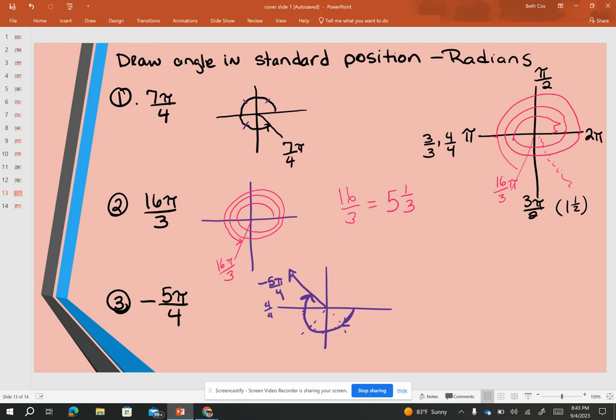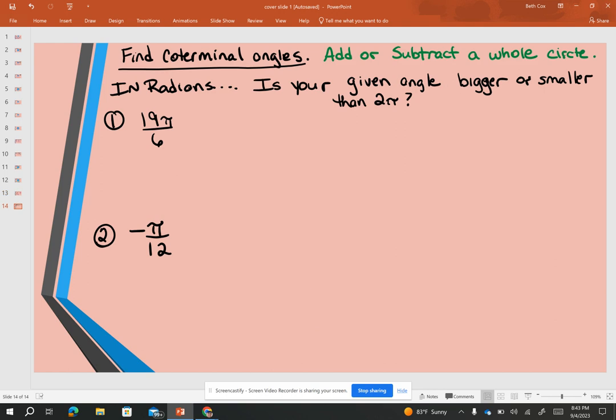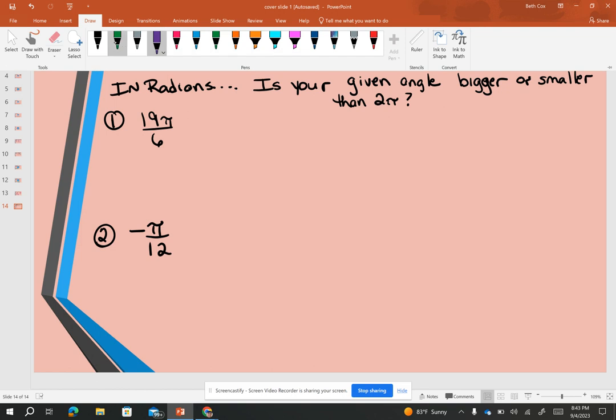Let's do coterminals. Again, more fractions. Now, when we did coterminals before, we added or subtracted a whole circle. In degrees, that's add or subtract 360. In radians, it's add or subtract 2 pi. Okay, now we've got to be able to add 2 pi or 2 to our fraction, or subtract 2 from our fraction. It also helps to know if our given angle is bigger or smaller than 2 pi. So let's just refresh our memory on this one.